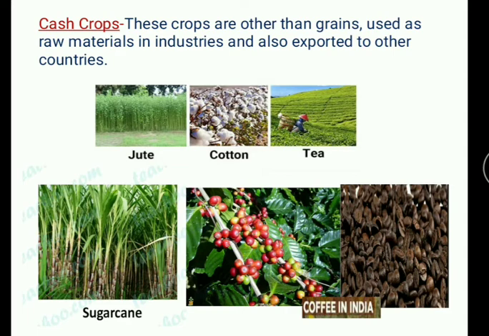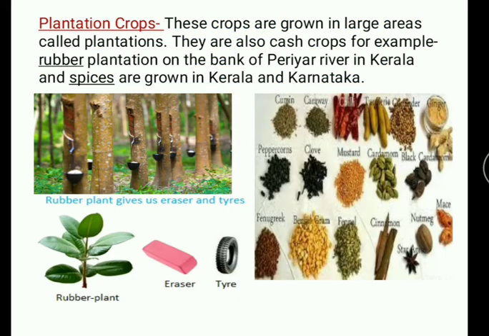Beverages means hot drinks. Both tea and coffee are grown in Assam, West Bengal, Tripura and Tamil Nadu. So this was all about your cash crops, which are used as raw material in the industries, and we get the production over there. Okay, now I'll move on to plantation crops.